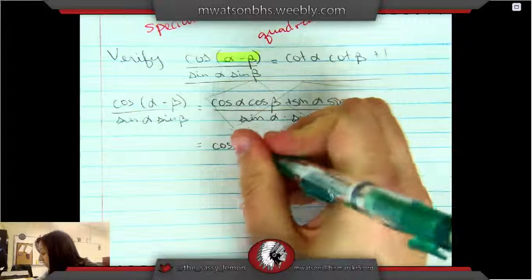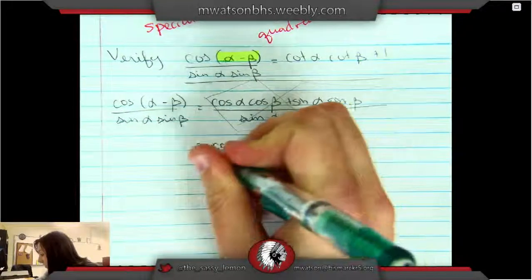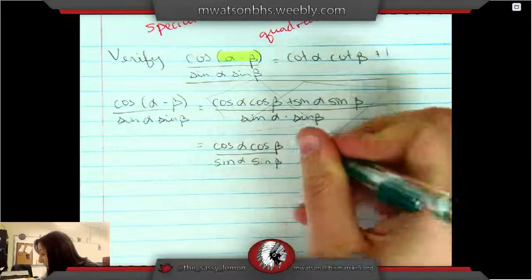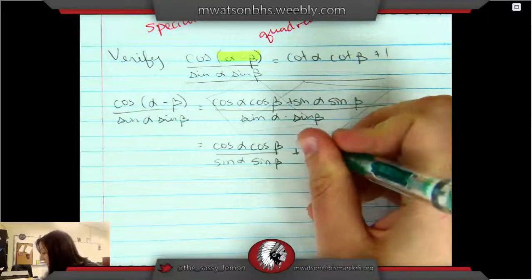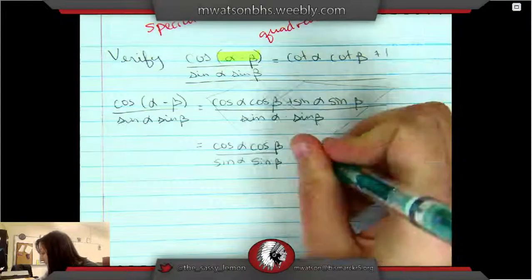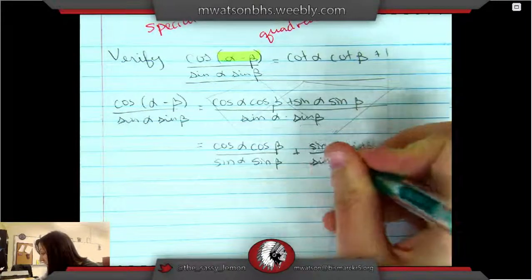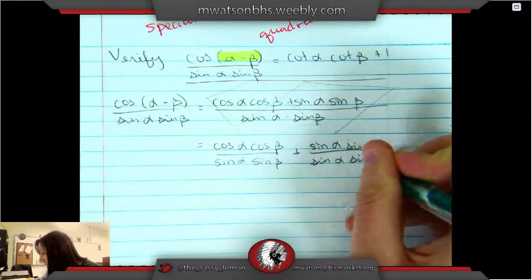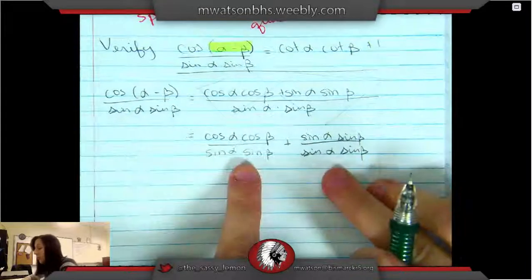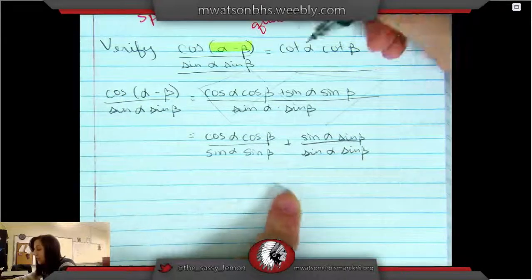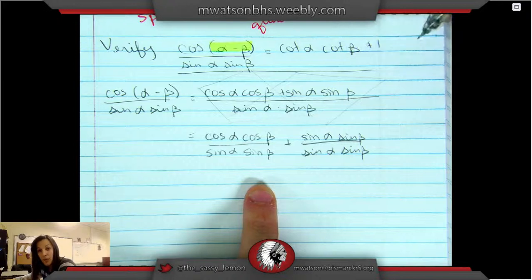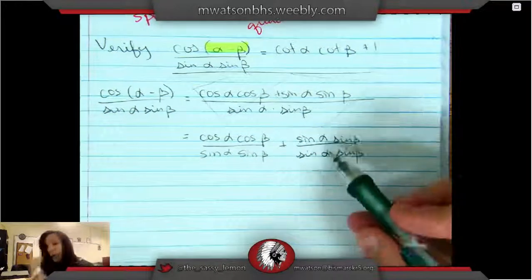Cosine of alpha, cosine of beta over sine of alpha, sine of beta plus, and then our second numerator, sine of alpha, sine of beta over sine of alpha, sine of beta. Remember, what we're trying to go for is cotangent of alpha times cotangent of beta plus 1. So if we look over here, we've got that 1.